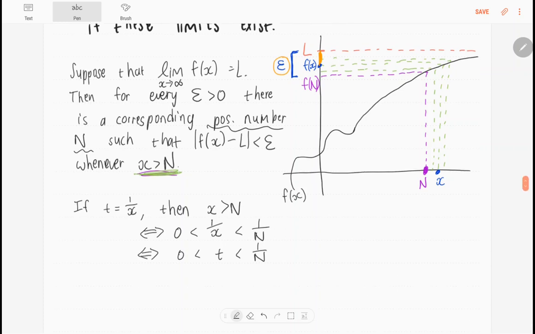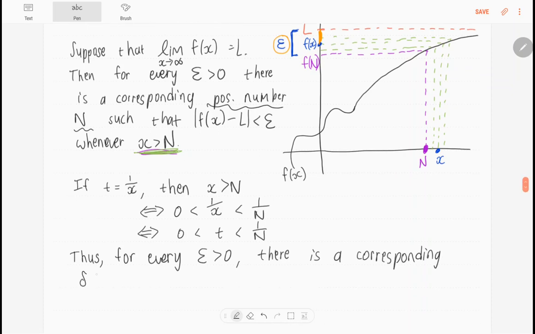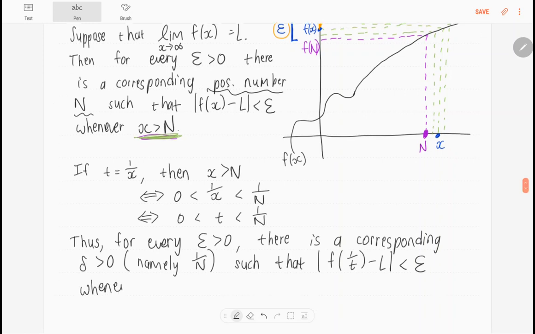What this means is, thus, for every epsilon greater than 0, there is a corresponding delta, which is greater than 0, and delta is simply 1 over n, such that the absolute value of f of 1 over t minus L is less than epsilon whenever t is between 0 and 1 over n. Or, instead of 1 over n, we just write delta.